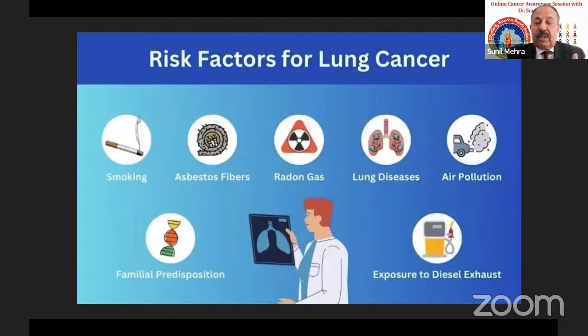So these are the risks. Number 1, smoking. Asbestos I mentioned, radon I mentioned, air pollution. Just walking behind a yellow cab or Uber in Manhattan is like smoking a few cigarettes a day. Family predisposition is there, whether because they're being exposed to the same environment, exposure to diesel exhaust, and old scars in the lung because of some old pneumonias, tuberculosis, fibrosis, what we call scar carcinoma.